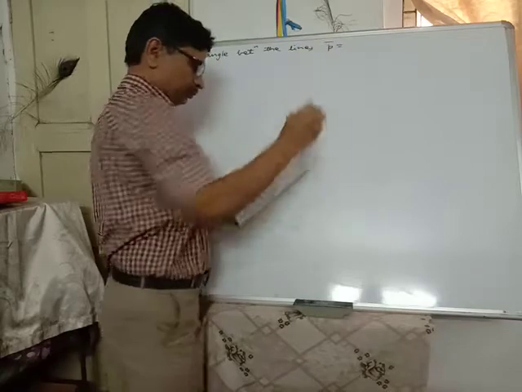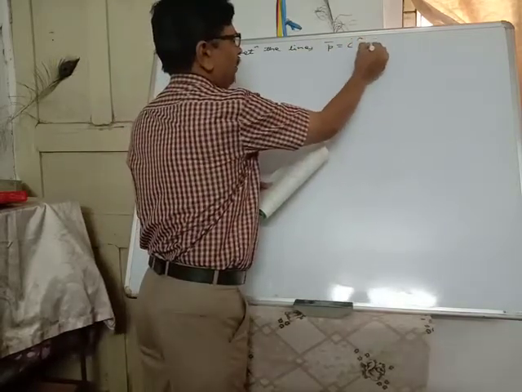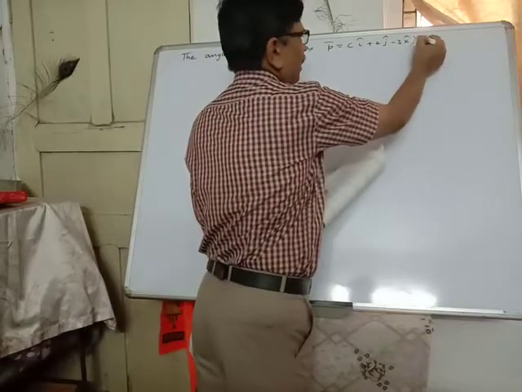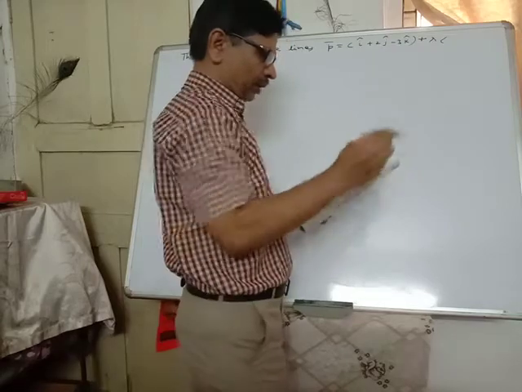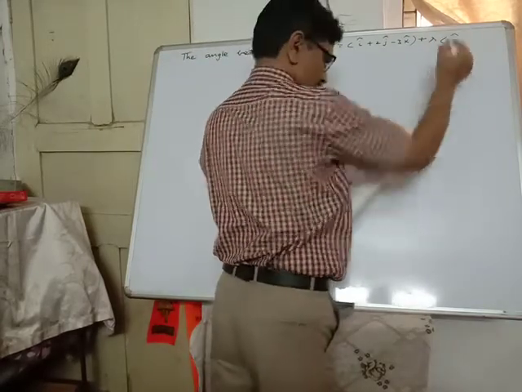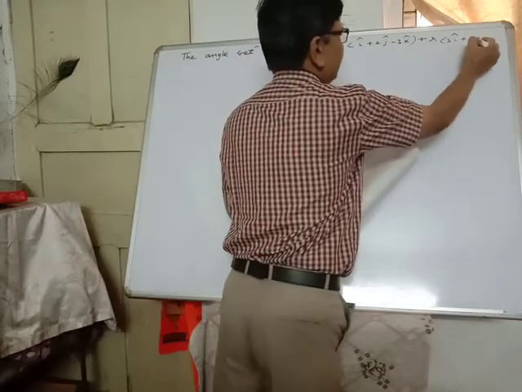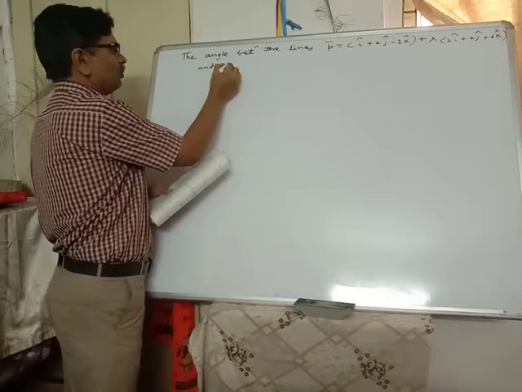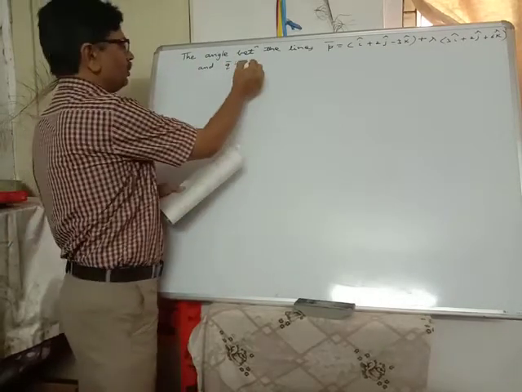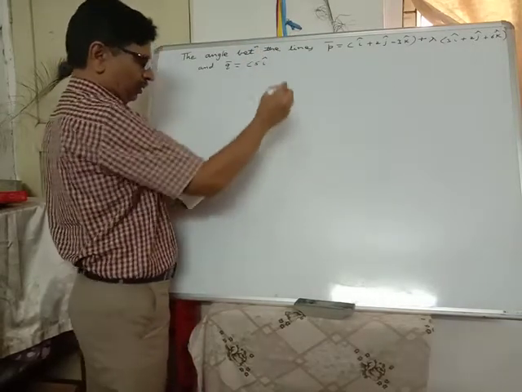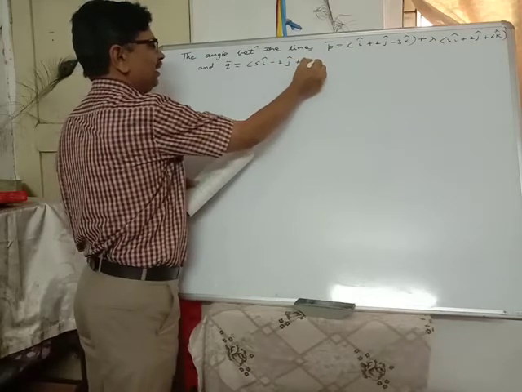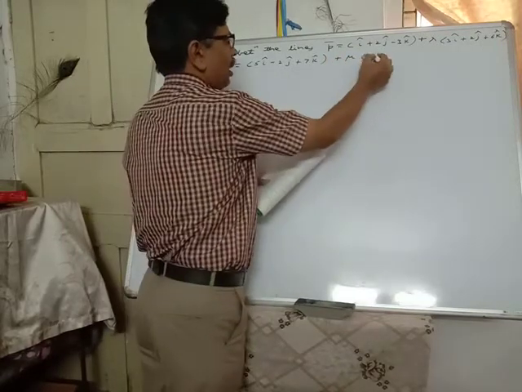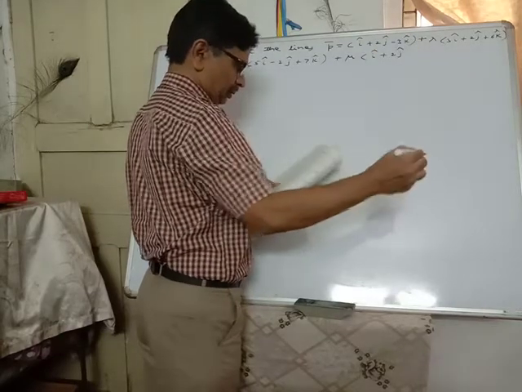P bar equal to i plus 2j minus 3k plus lambda into bracket 3i plus 2j plus 6k, and q bar equal to in bracket 5i minus 2j plus 7k plus mu into bracket i plus 2j plus 2k.